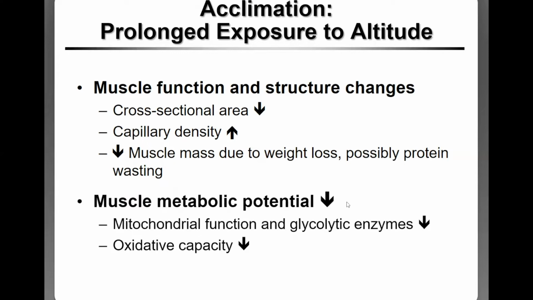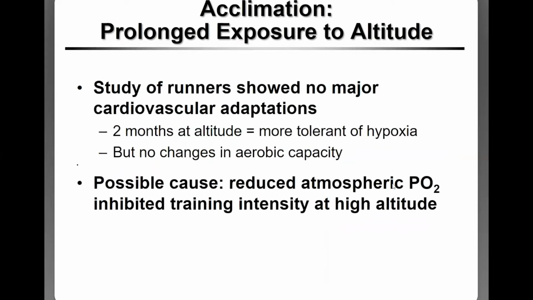Our muscle metabolic function reduces, our mitochondrial function and glycolytic enzymes reduce, as well as our oxidative capacity. So there was a study that used runners that show there are no major cardiovascular adaptations after 2 months of altitude. Although they would be more tolerant to the hypoxic conditions, and they would have had the increased red blood cell count, the increased hematocrit and hemoglobin, there are no positive benefits on the heart itself.